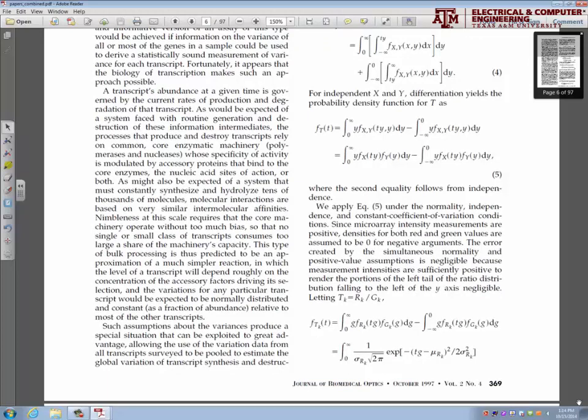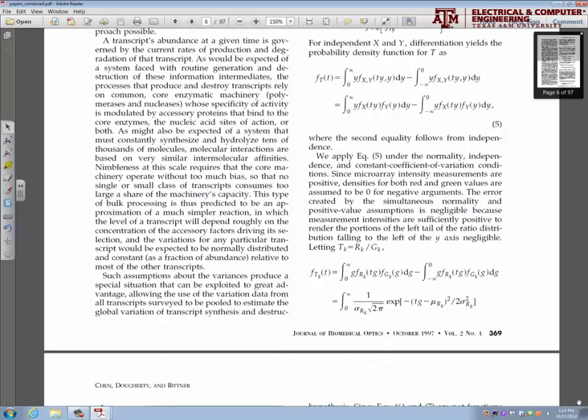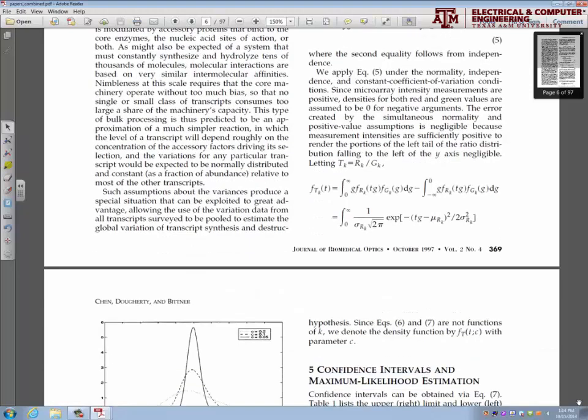So now you're going to apply it to the kth spot. So f of t_k, the ratio at the kth spot, will be the integral from 0 to infinity. And see, t is the ratio of red to green. Which one was y and which one was x? All right.